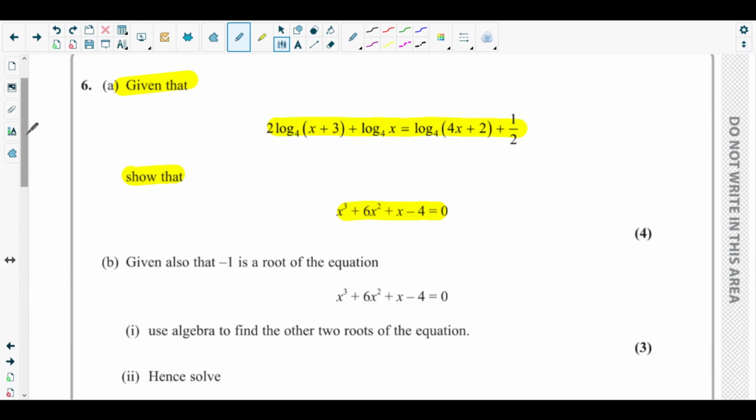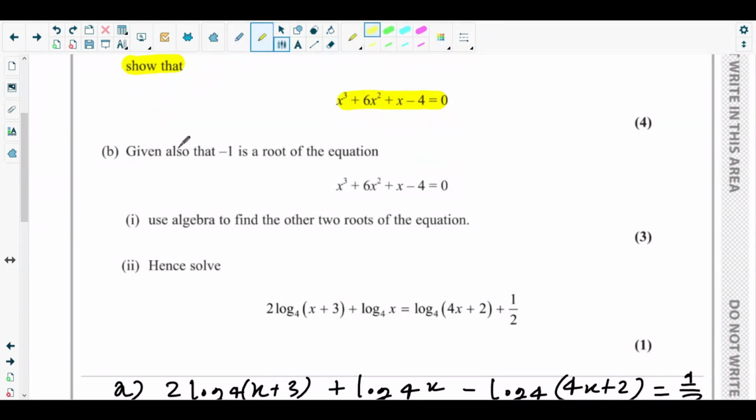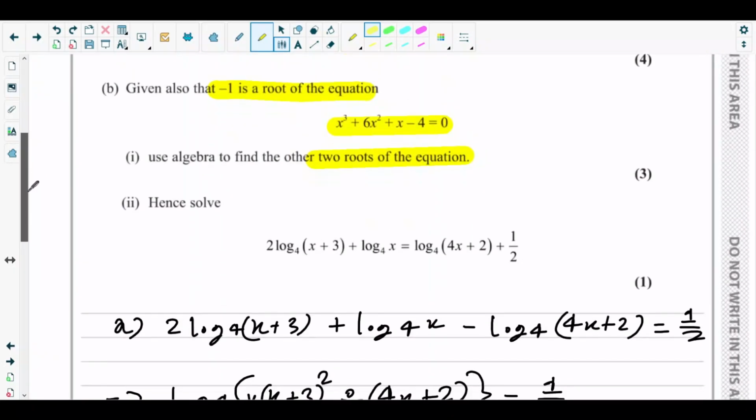Okay, next is part B. In part B, given also that negative 1 is a root of the equation x cubed plus 6x squared plus x minus 4 equals 0. So we know one of the roots of the cubic equation we derived in part A. Part B asks us to use algebra to find the other two roots of the equation. That means in order to find the other two roots, we need to factorize this cubic equation.